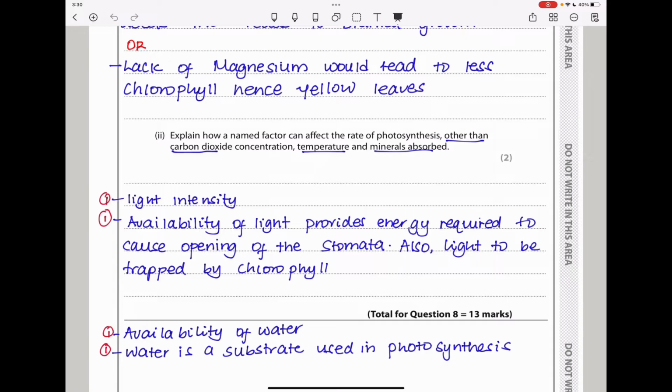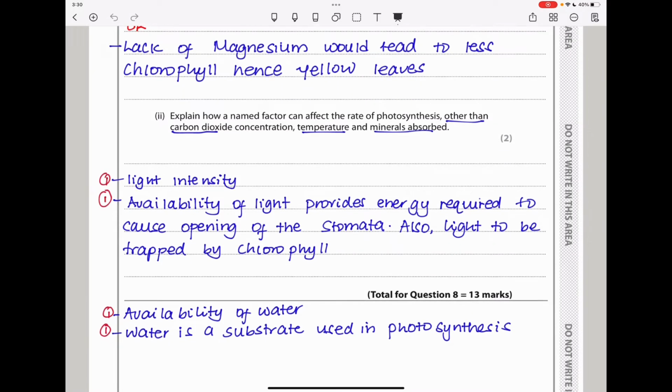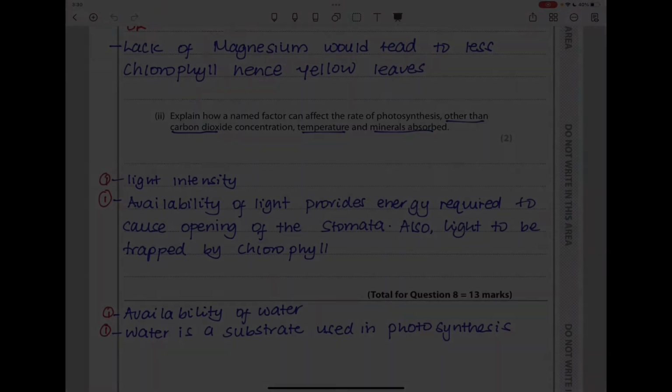I chose light intensity because, as you can see, availability of light intensity provides the energy required to cause opening of the stomata. So if there is the right amount of light intensity, then there is going to be opening of the stomata, and then gases can come in in order for photosynthesis to occur properly. You could also choose water because water is a substrate in photosynthesis. That could be a limiting factor as well. So let us continue to question 9.